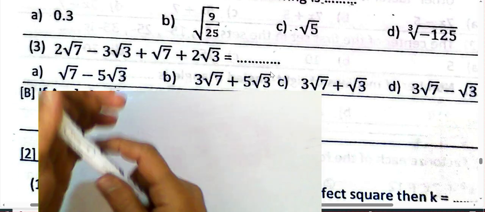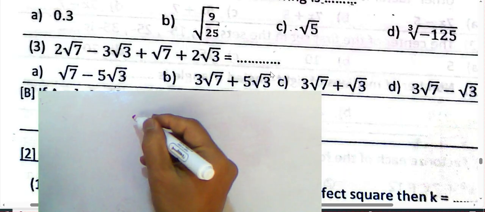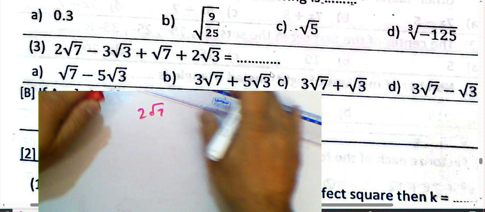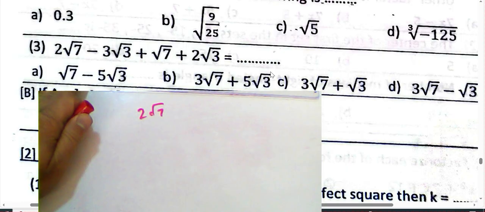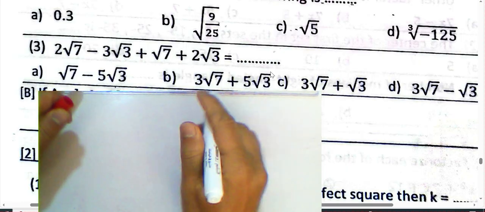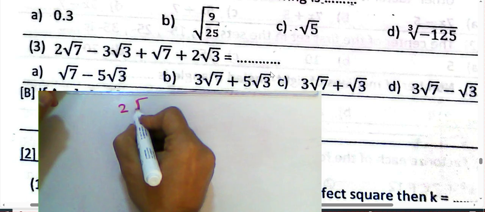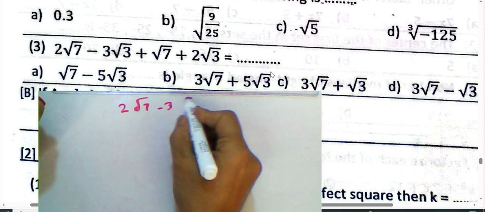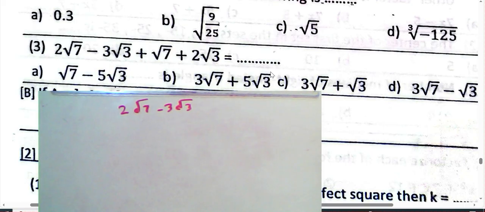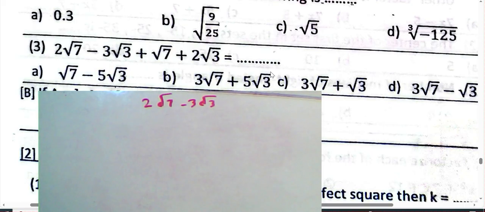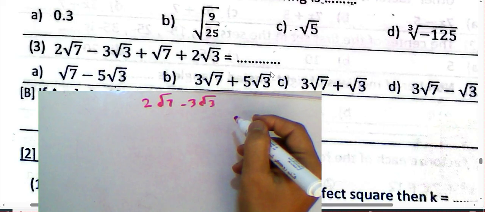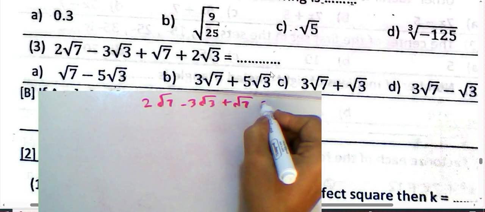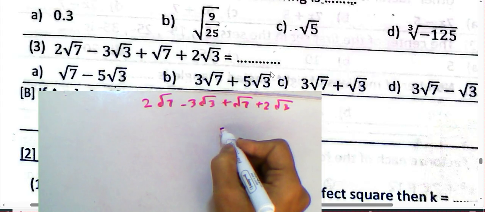Number 3 here, 2 root 7. Come here with me: 2 root 7, subtract 3 root 3, and plus root 7, plus 2 root 3, equals.